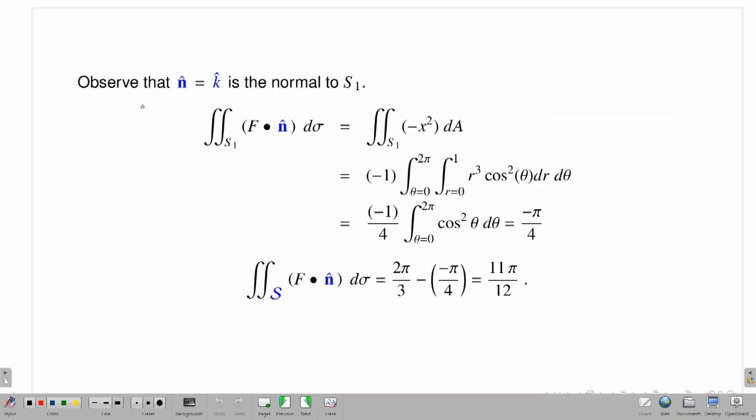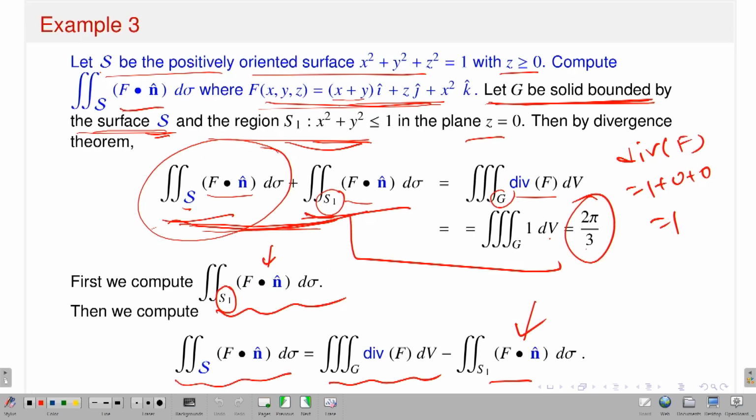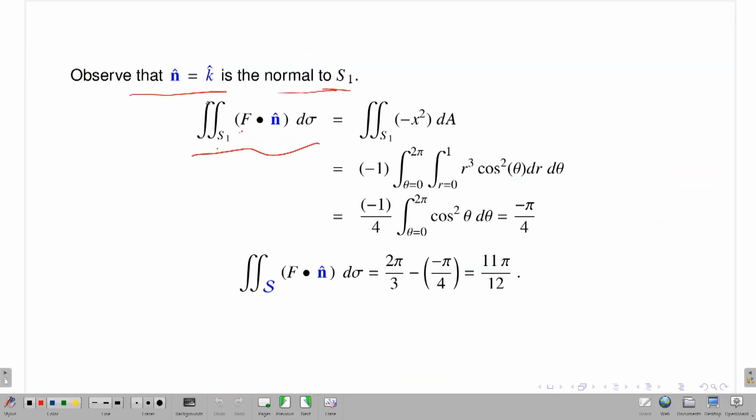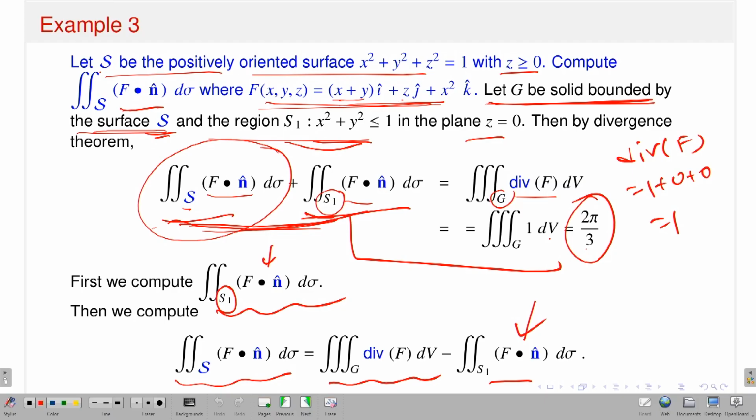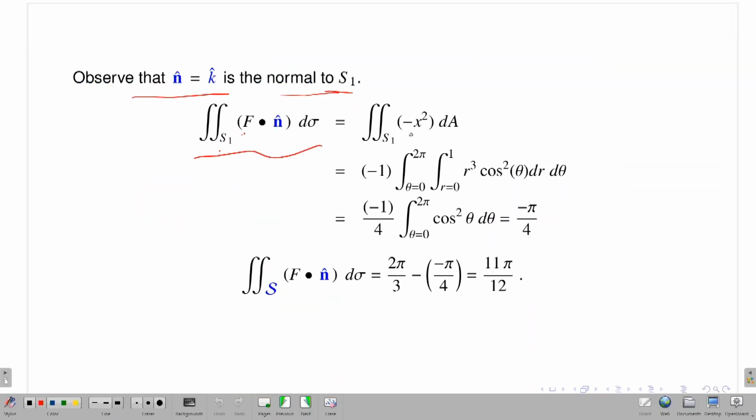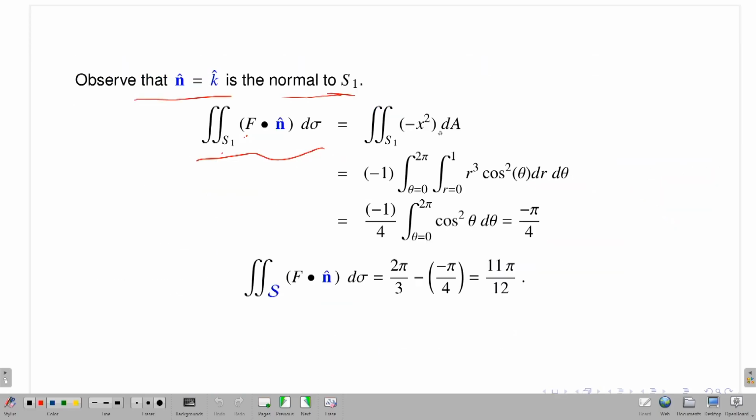Why? Because I am in the plane z equal to 0, so what is my outward normal? This is k cap, right? So this is the outward normal to the surface S1. So you just calculate this integral over S1 of F dot n cap. The vector field F is given, what is my capital F? This is x plus y, z and x square, right? But you have to take the dot product with n cap, which is k cap, so only the last component will survive. What is the last component? x square. That means it should be minus of x square. And this should be dA.